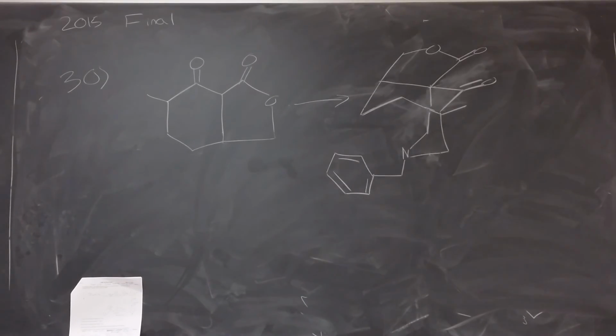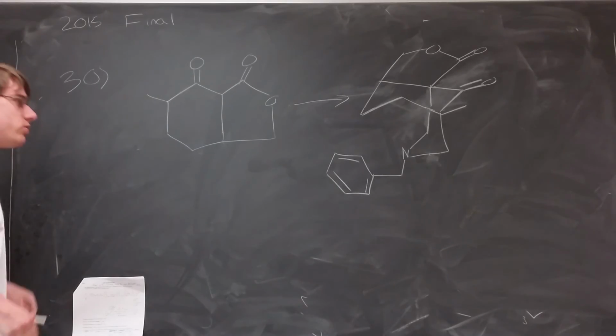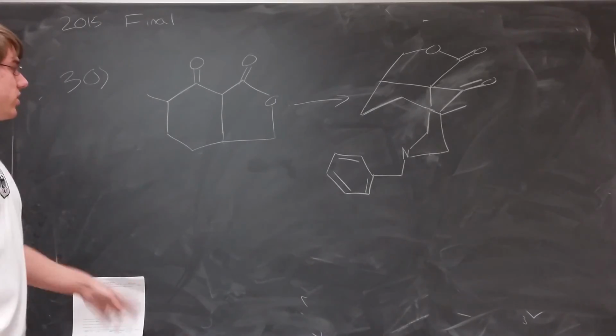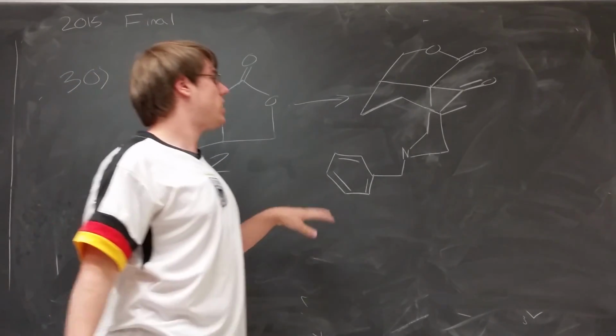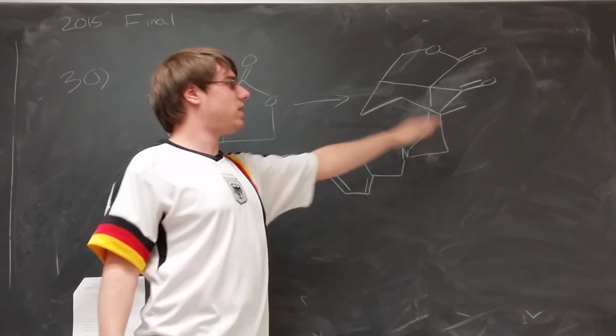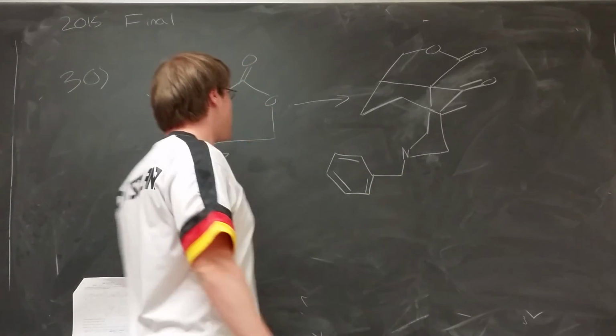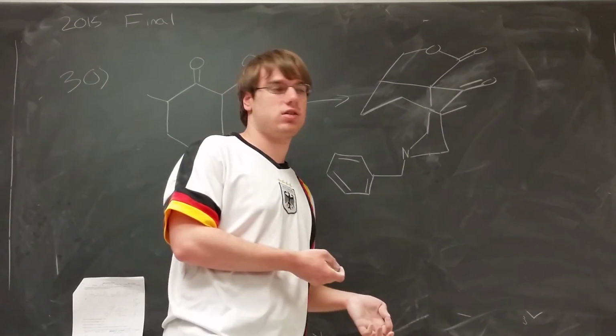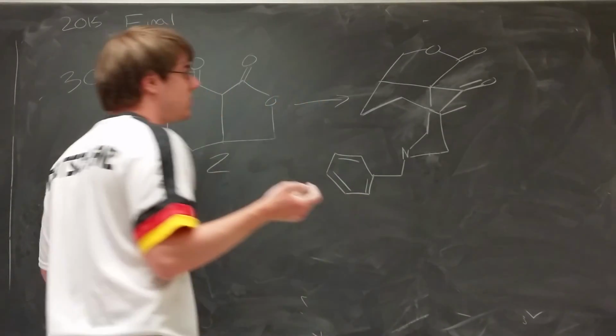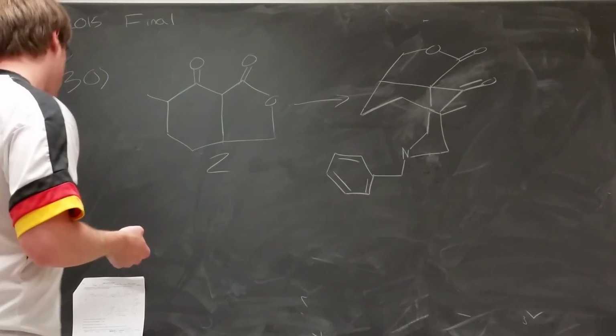So number 30 was a bonus question based on the previous roadmap, numbers 27, 28, and 29. They tell you, here was your structure Z. And they said, okay, we're going to take structure Z and make this. You can either give the name of the reaction that makes this, or give the reactants that make this over the arrow.